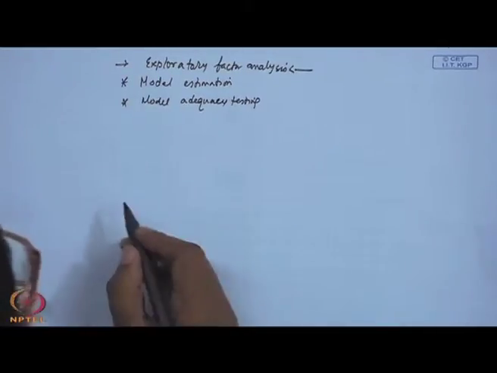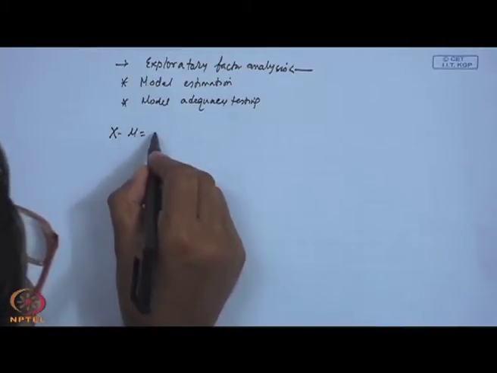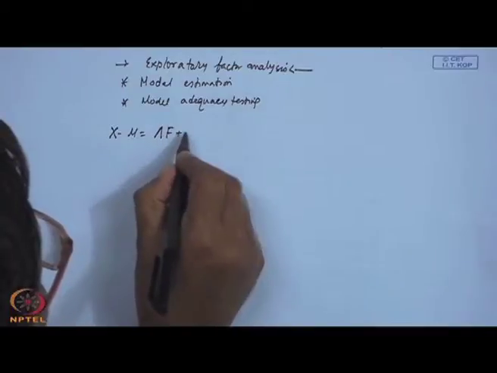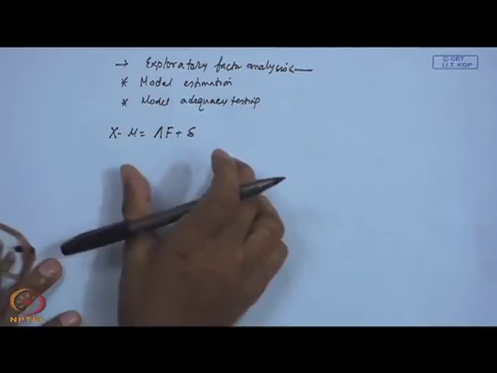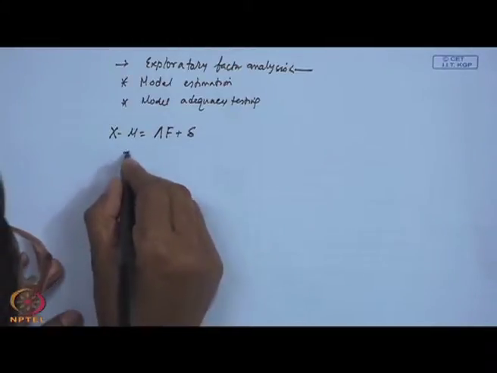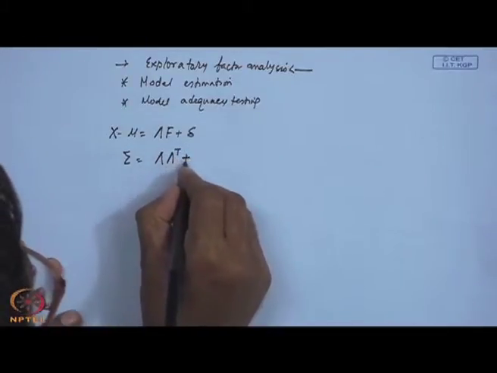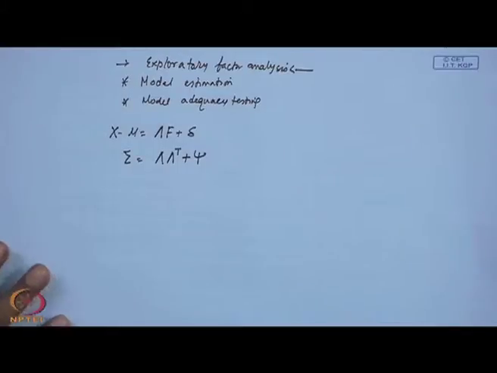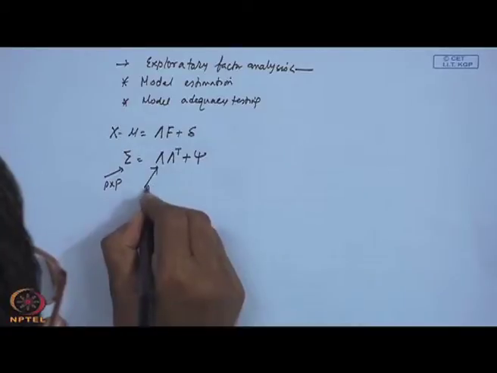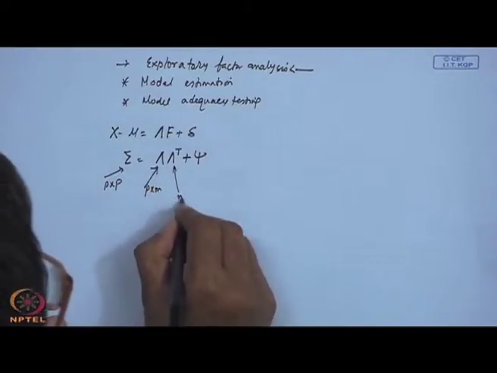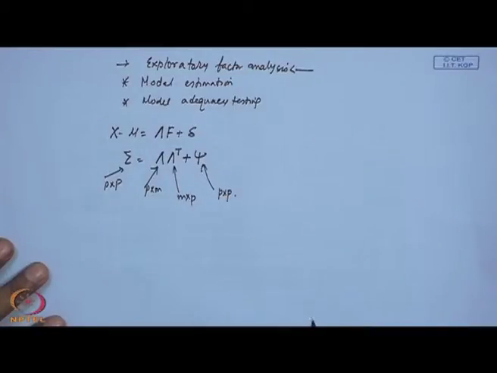Now, what we have seen in last class, that the exploratory factor model is this: X = lambda f plus delta, and the variance structure is like this: sigma equal to lambda lambda transpose plus psi. Okay, this one is P cross P matrix, this is P cross M, this one is M cross P, and this one is P cross P diagonal matrix.